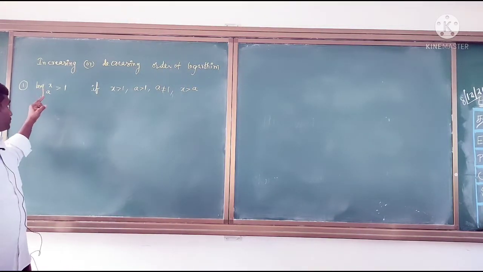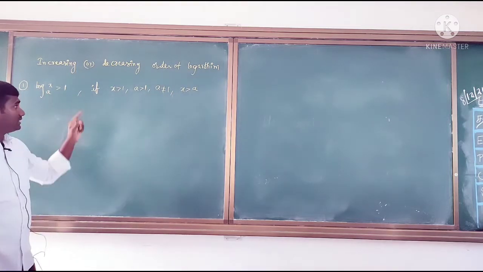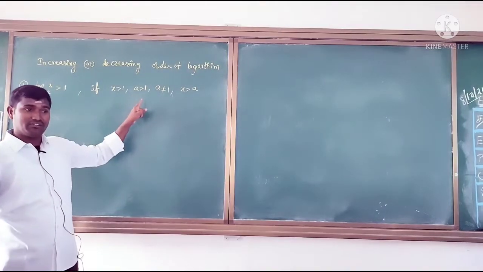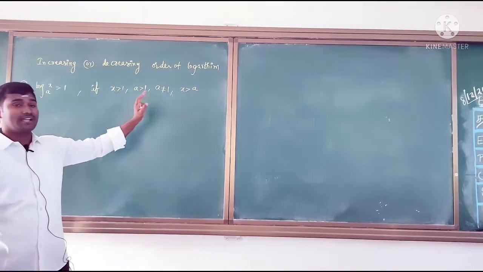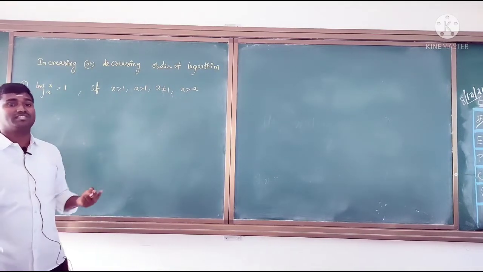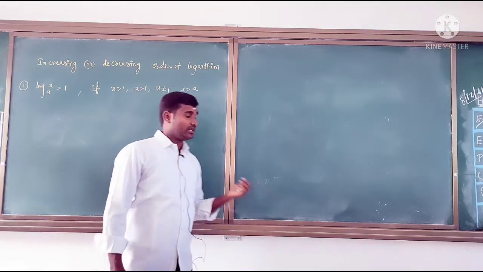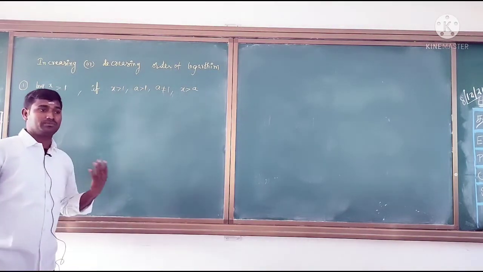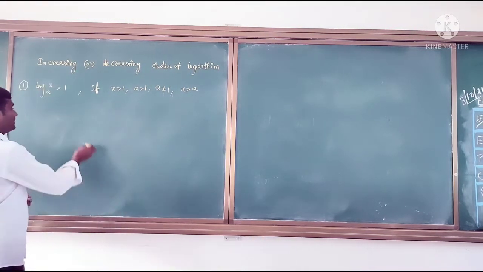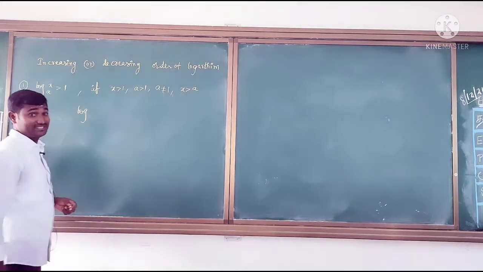So log x to the base a is greater than 1 if x is greater than 1 and a is greater than 1, a not equal to 1, and x is greater than a. Here x may be 2, 3, 4, 5, and a may be 2, 3, 4, 5, like that. For example, x is greater than a.